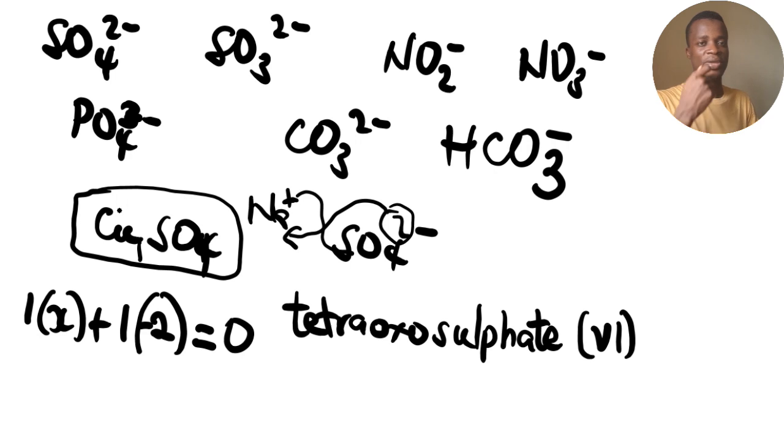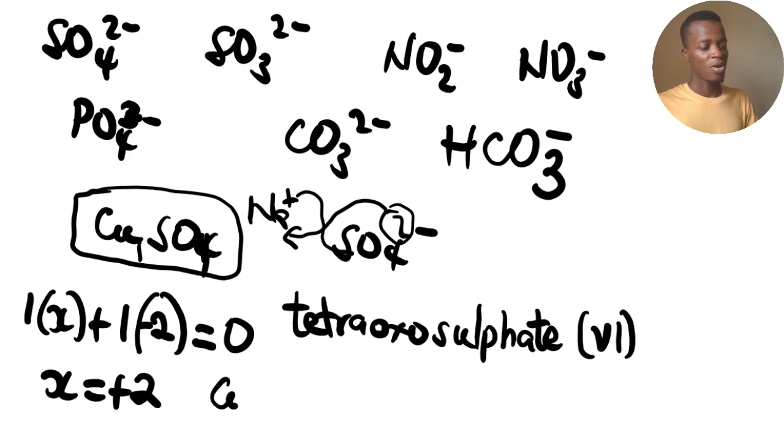It's not like iron where we equate something to this. If you calculate here, X will be equal to plus 2. So the name will have been copper 2 tetraoxosulfate 6. Copper 2 tetraoxosulfate 6.